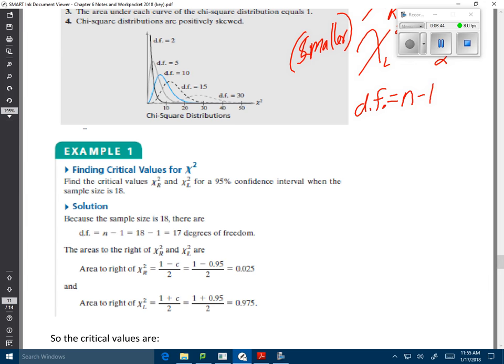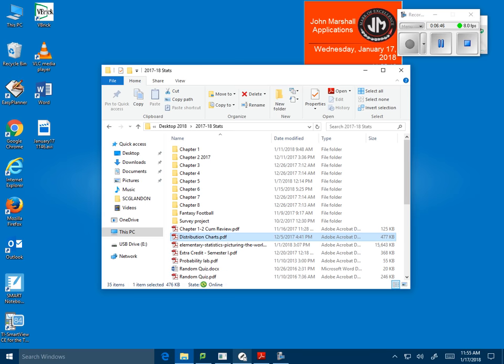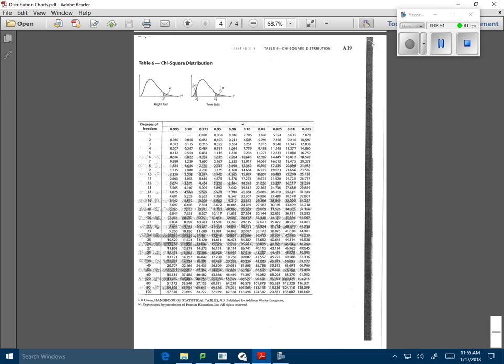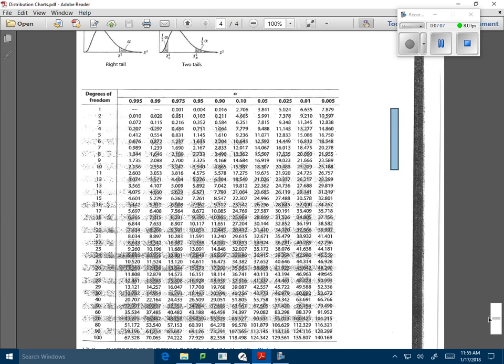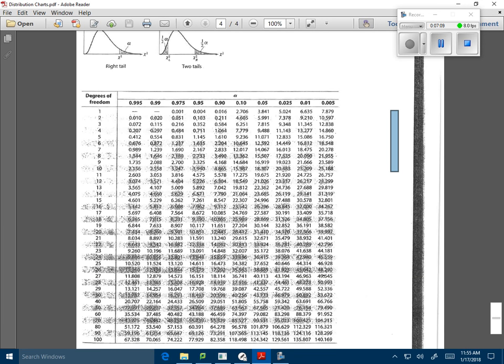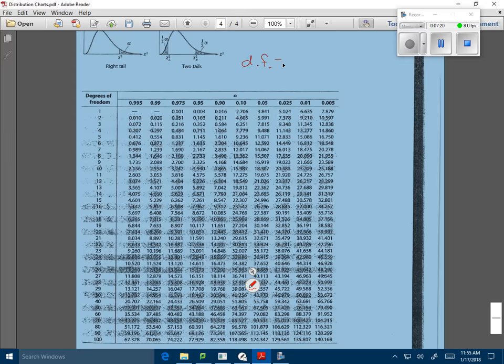If you do not have your chart, I would suggest that you look with somebody next to you. Now the chi-square distribution, if I have the chart here, right? Let's take a look at that first example that we were talking about. It said degrees of freedom is 17.